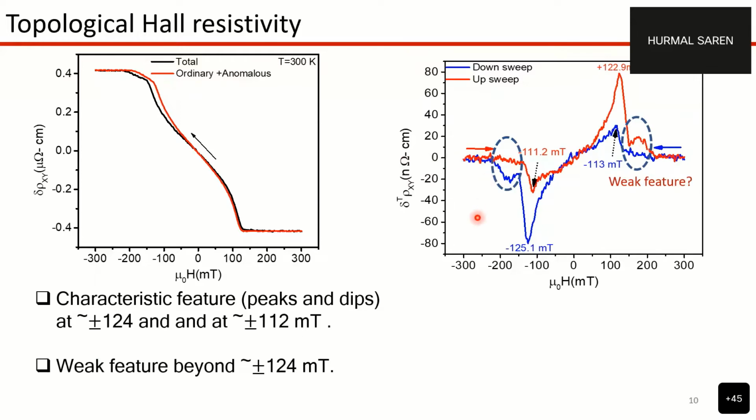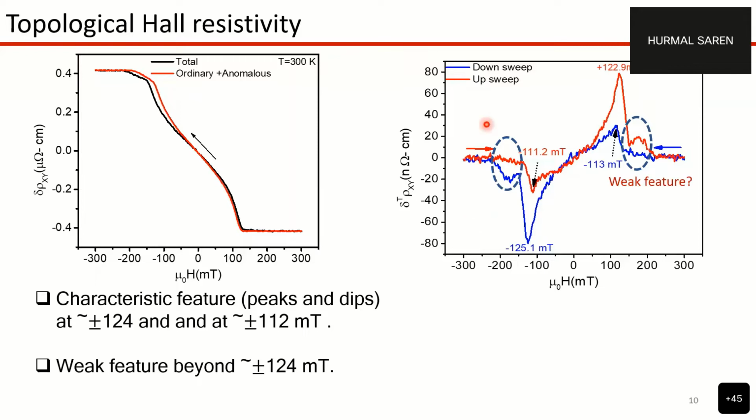In the literature, this kind of extra Hall resistivity is termed topological Hall resistivity, and as our data is also showing a similar trend, we can say that this is topological Hall resistivity data, and this is quite established.